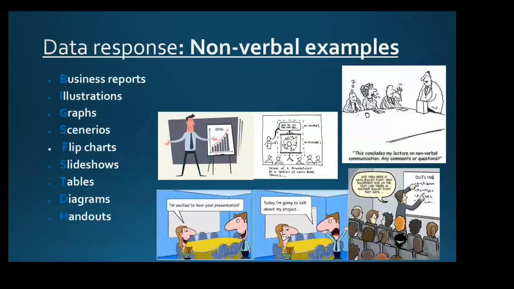There we go. Data response. B would be your business reports. Now, remember with this one, grade 12s, we're going to do a practice. This is where they normally ask you for examples: list 3 or name 4 nonverbal presentations, or outline. This is the lower order question where they can ask you to outline 3 or 4 non-verbal presentations. So remember, B, business reports.